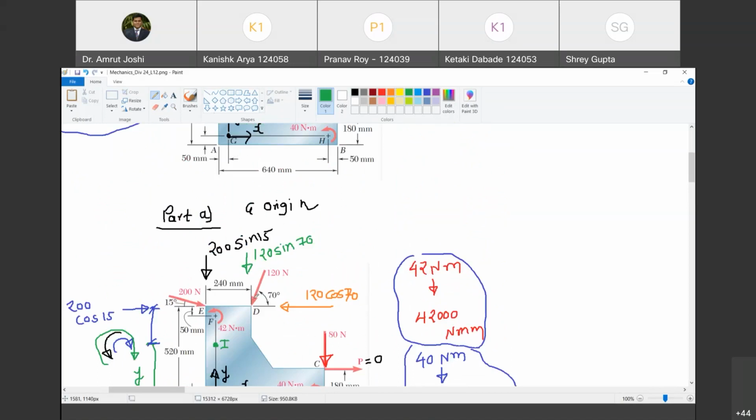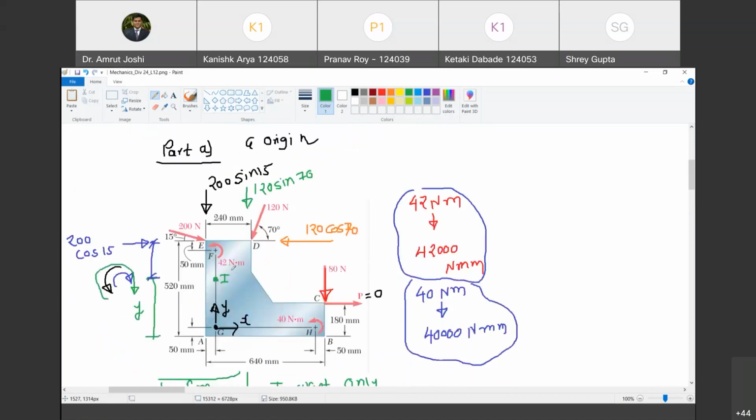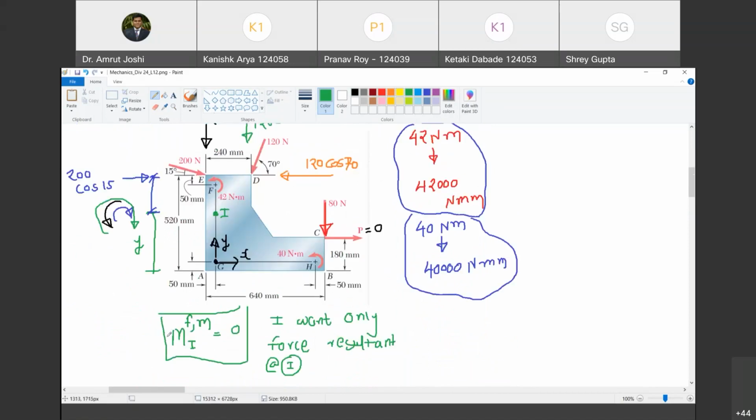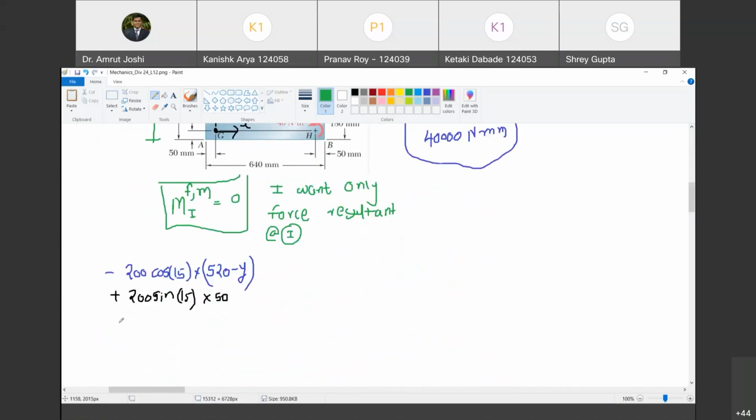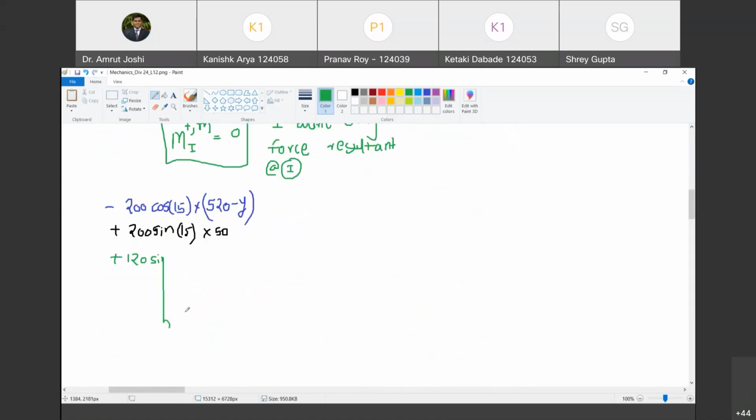Which distance am I interested in? I am interested in horizontal distance between I and D, because 120 sine 70 is vertical. Happy? Yes, sir. So what is the horizontal distance between D and I? 190, that is 240 minus 50. So 190. Are you with me? Yes, sir. Okay. So what should I write? 120 sine 70.